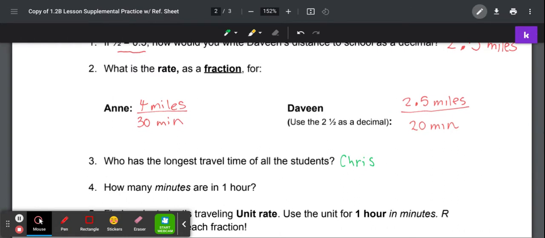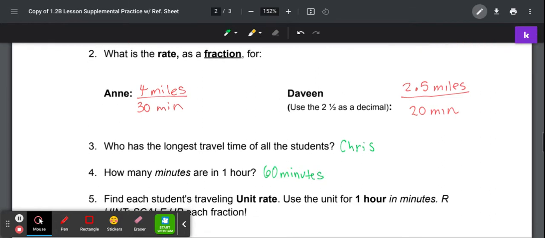In number 4, it says how many minutes are in an hour? So if you recall from the reference page that 60 minutes is equivalent to 1 hour. So there are 60 minutes in 1 hour.